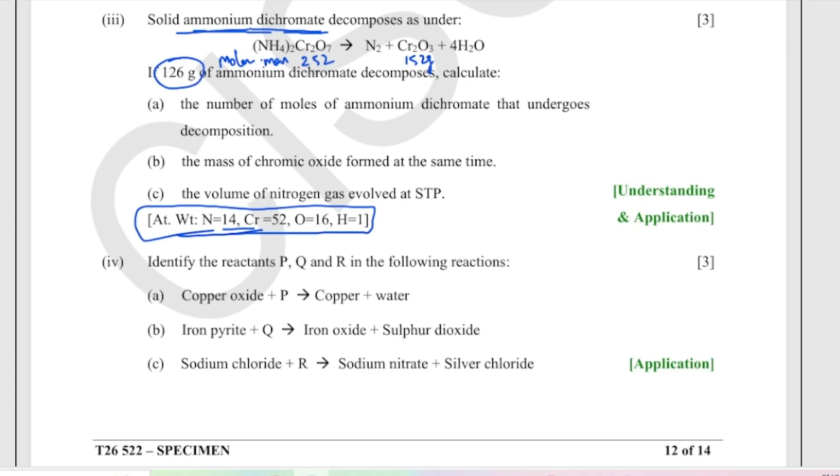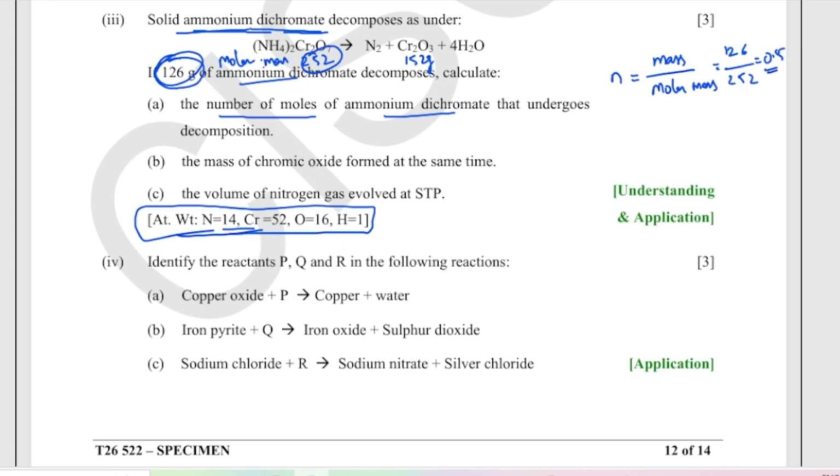First we need to find the number of moles of ammonium dichromate. Whenever we want to find the number of moles, you have to divide the mass of the compound by the molar mass. Here in this case you are taking 126 grams of ammonium dichromate. So 126 divided by its molar mass, 252. Now when you calculate this, 126 divided by 252 will be 0.5.